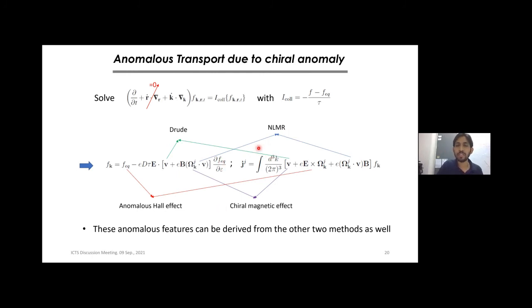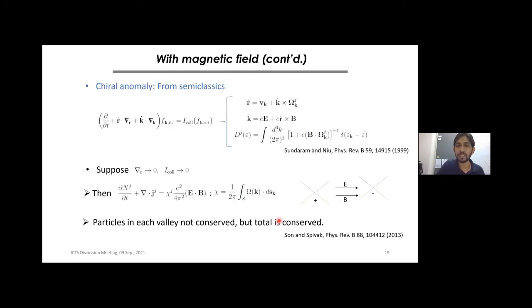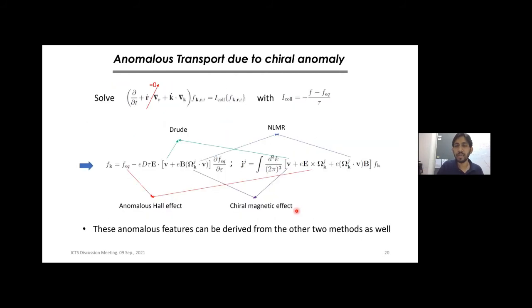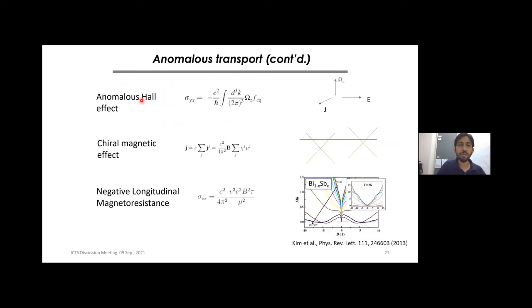By the way, all this can also be derived in the other two methods. For example, here you can just take this action and just take one derivative with respect to the field. You'll immediately get those anomalous features. Okay. All right. Very quickly, what do these things mean?